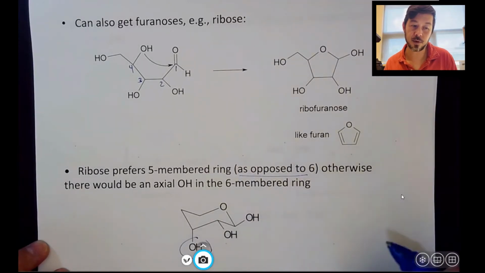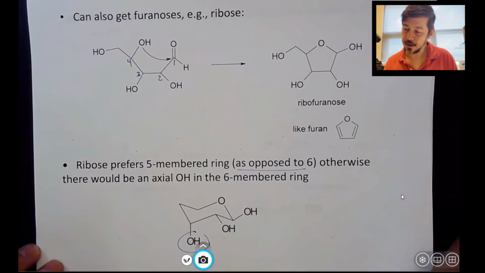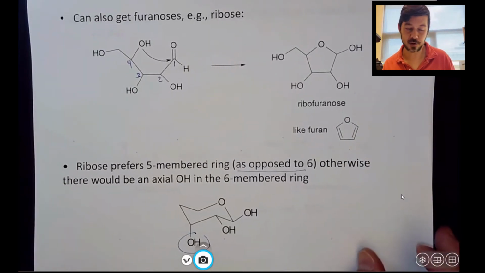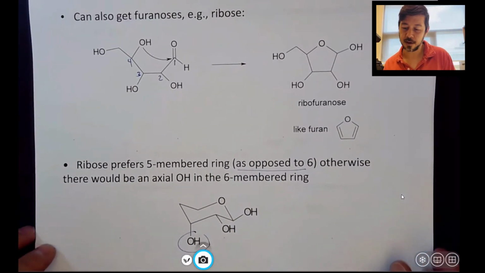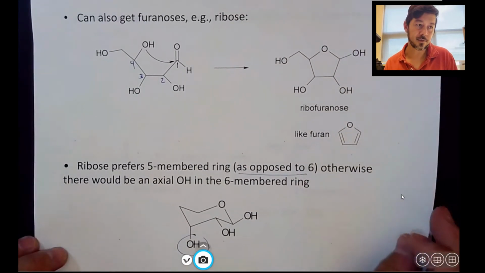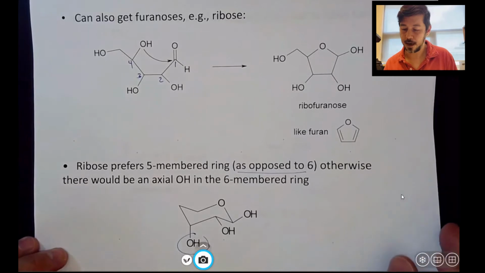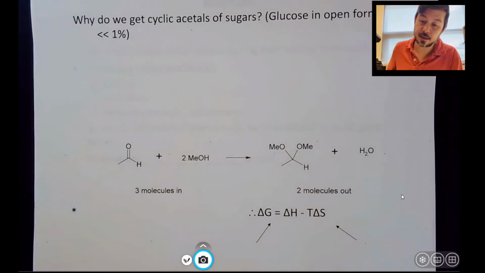So nature has picked whatever is more stable and more energetically favorable. And it just so happens for ribose, 5-membered rings form. For glucose, 6-membered rings form. And it really just comes down to the geometry and making the best looking structure for that molecule. And 5 and 6-membered rings, as you know, are very favorable in organic synthesis and for any type of ring compound. Okay, why do we get cyclic acetals of sugar?